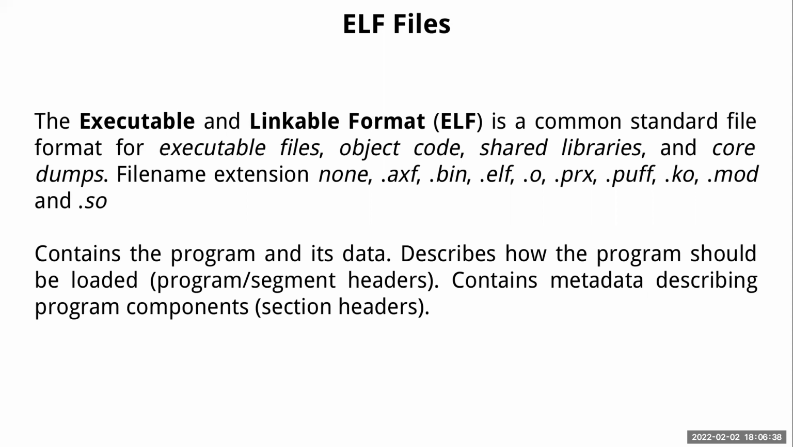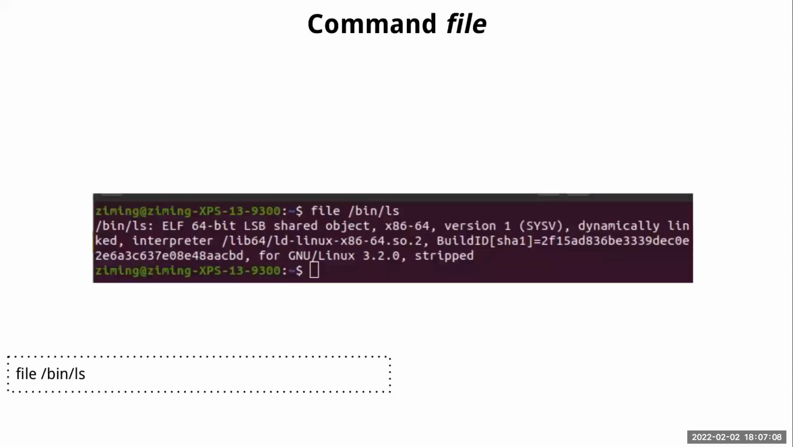So there are different ones. For example, AXF is usually for embedded systems, bin is usually for firmware, .ko means kernel module, and .so is usually a dynamic shared library. Also, .a is a static library. All those ELF files have data and a program. They describe how the program should be loaded, and also contain metadata describing the other components.